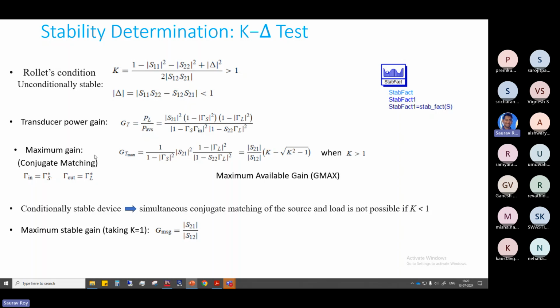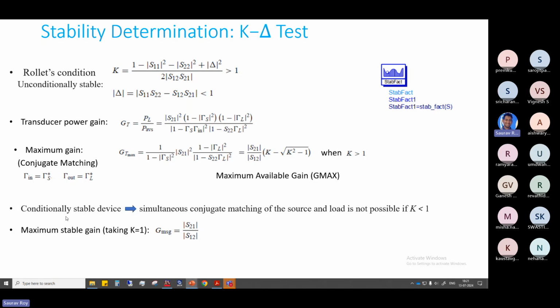And for unconditionally stable, the important gain parameter might be Gmax, or maximum available gain, which can be defined as S21 by S12 in terms of K, where K is greater than 1. And it happens only when conjugate matching happens. Okay, so input and output both sides are matched. Transducer power gain we already discussed last week, which will be determined by this average.